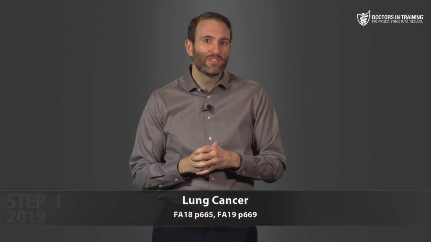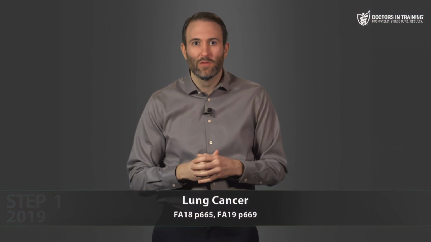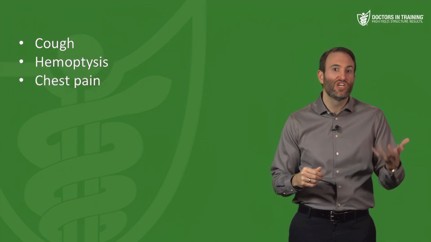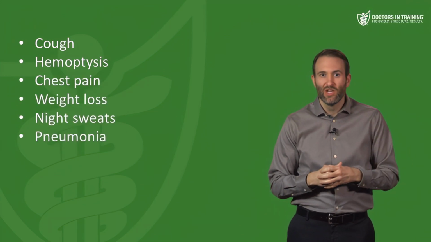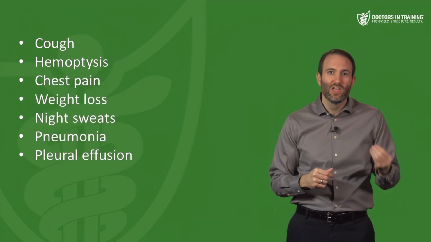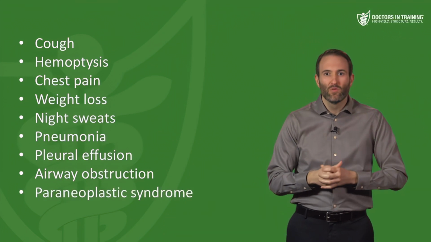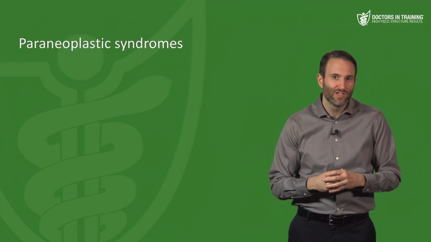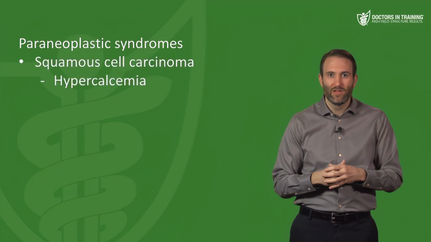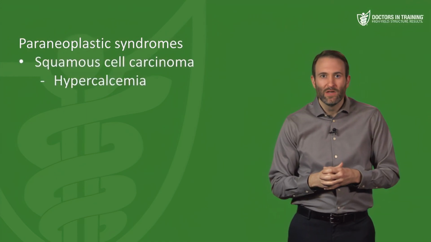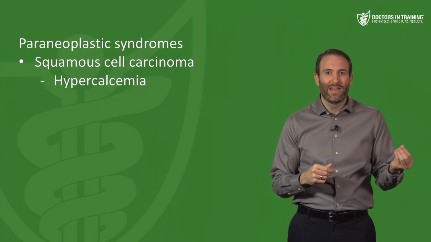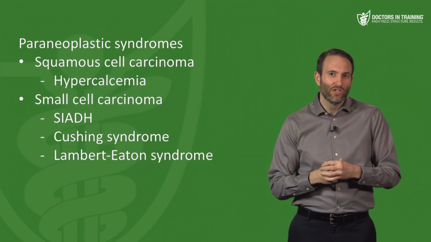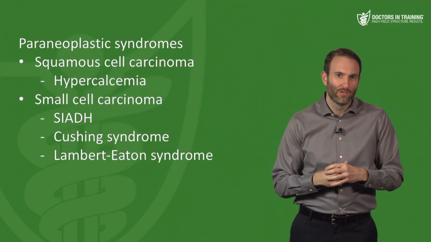And finally, I want to recap some of the complications that can arise from lung cancer again. We mentioned initial symptoms including that cough and hemoptysis, chest pain, as well as weight loss, night sweats, pneumonia, pleural effusions, airway obstruction, possibly one of the paraneoplastic syndromes. And again, those paraneoplastic syndromes we discussed were hypercalcemia from elevated PTHrP in squamous cell cancer. And remember that SIADH, Cushing syndrome, and Lambert-Eaton associated with the small cell lung cancer.